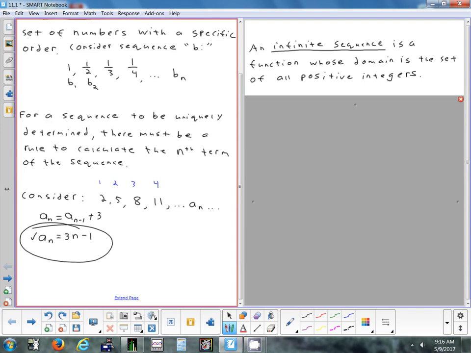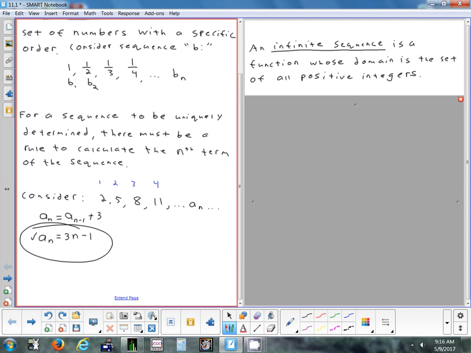How come n wouldn't be a decimal? Yeah, terms are whole numbers. You're either second term or third term. There's no such thing as the 2.7th term. There's a second term and there's a third term. So in that sense, you only can use positive integers.